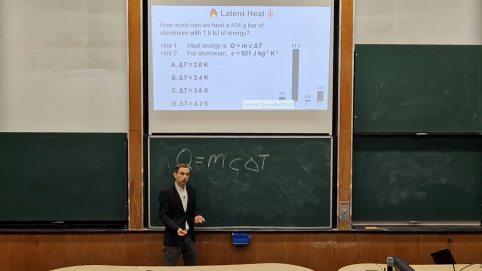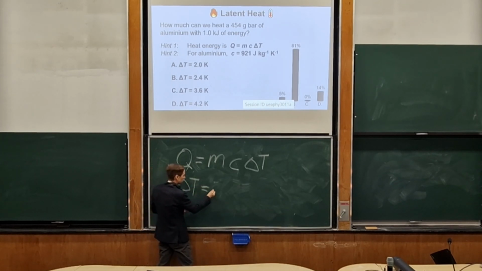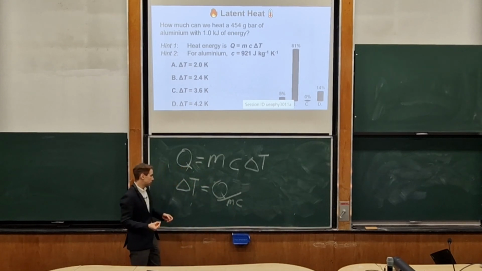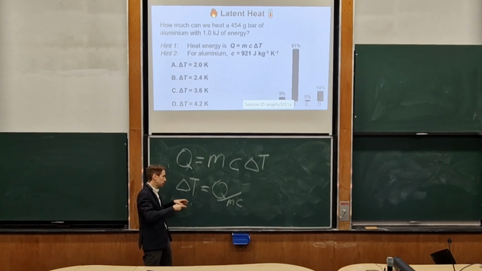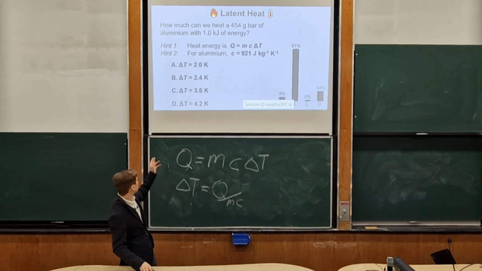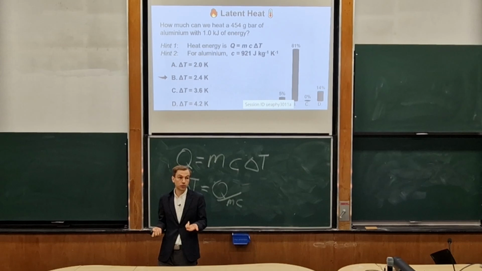So let's do the algebra first. Let's do the rearranging. So we're going to get our delta T is equal to Q divided by mc. I'd always just do the rearranging first before putting any numbers into your calculator. Makes it much less likely that you're going to make any mistakes with your calculation. So when you put the values in, we get our delta T. It's going to be that option B there, so 2.4 Kelvin. So very well done, everybody who gave that question a go.